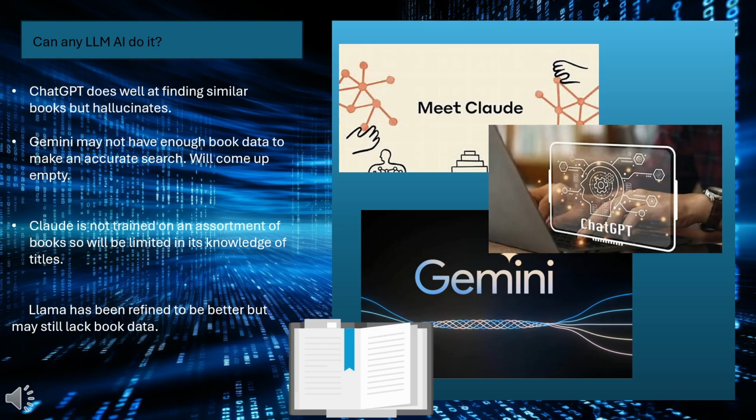AI models like Claude and Llama are less likely to have training data on types of books, so it is less likely to help.